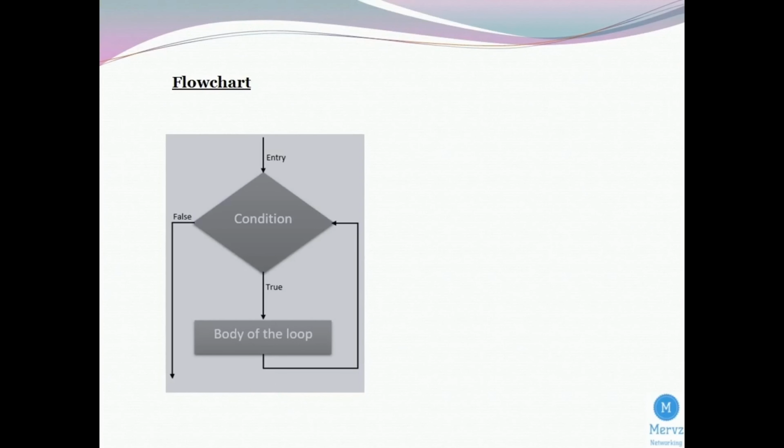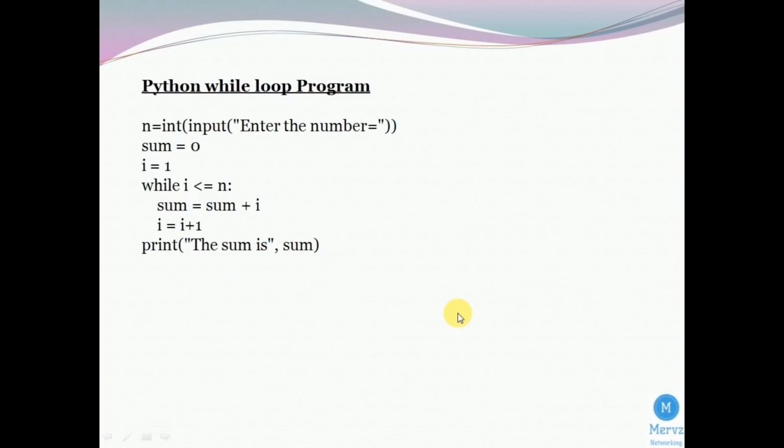Let's see an example for the Python while loop statement. This is a simple program to add natural numbers. Here n is a variable holding an integer input, enter the number. So here we need to enter a number. Next we are initializing sum and counter. We are initializing sum equal to 0 and counter i equal to 1.